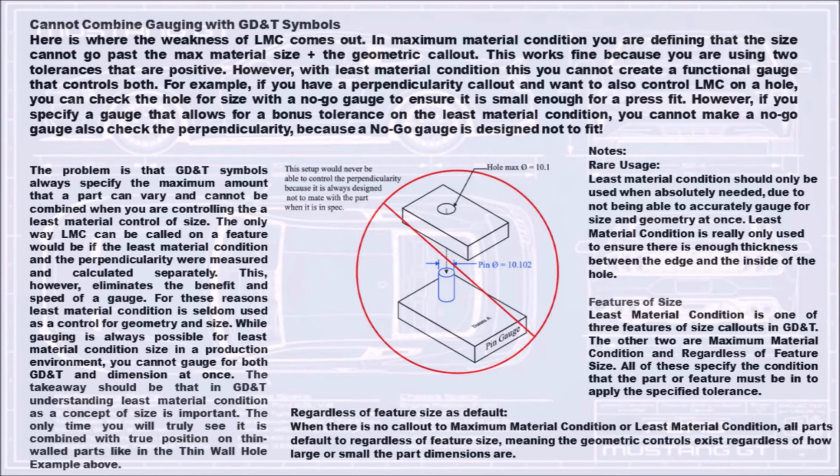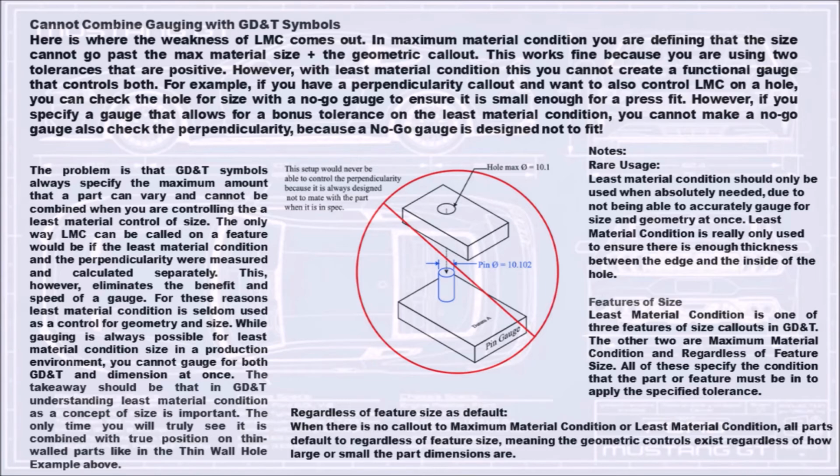Notes: rare usage. Least material condition should only be used when absolutely needed, due to not being able to accurately gauge for size and geometry at once. Least material condition is really only used to ensure there is enough thickness between the edge and the inside of the hole.